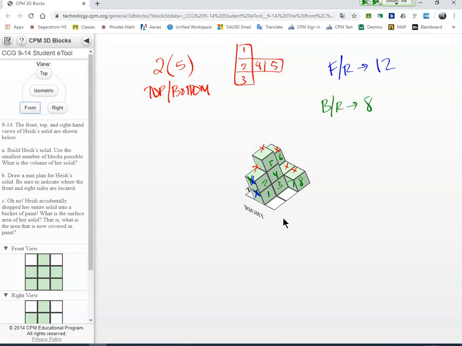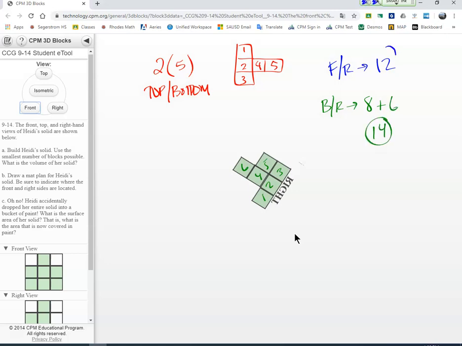We've got 8 plus our other side here, which we haven't even gotten to yet. We've got 1, 2, 3, 4, 5, 6. So 8 plus 6 is 14. If we take all these and add them up, we've got 10 plus 12 plus 14, which includes the bottom and the top.